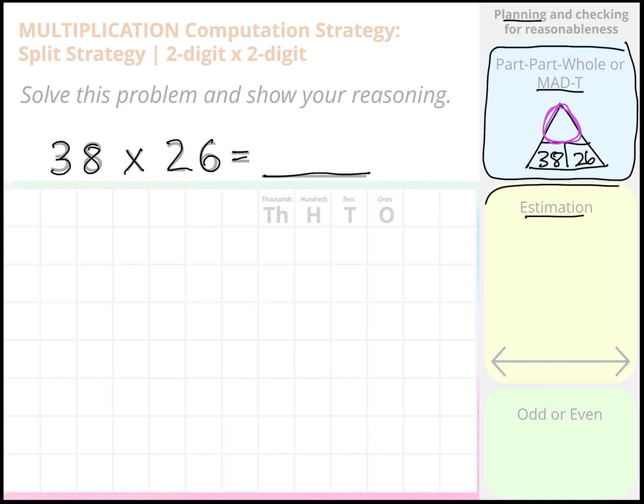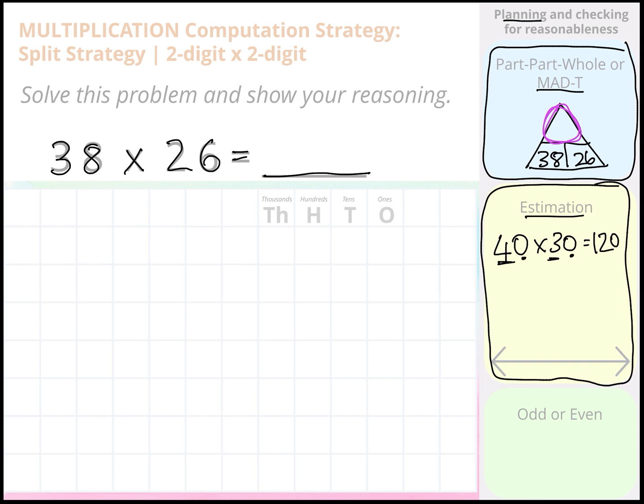Okay, now we're going to do an estimation. So I'm going to estimate by rounding my 38 up to 40. So I'm going to go 40, and I'm going to round my 26 up to 30. 4 times 3 is 12 and I move up 2 place values. So it could be 1,200. But because I rounded both of them up, I know that that's going to be greater than my actual answer.